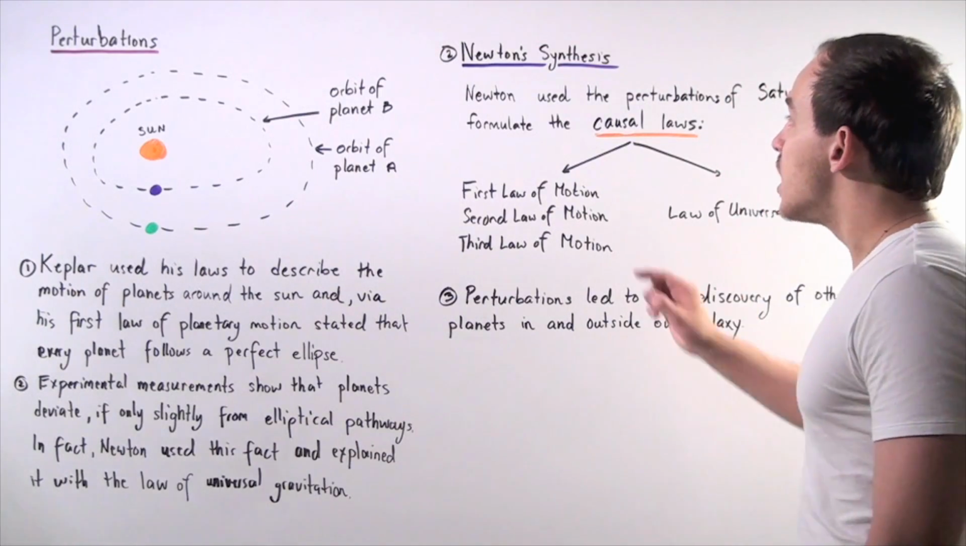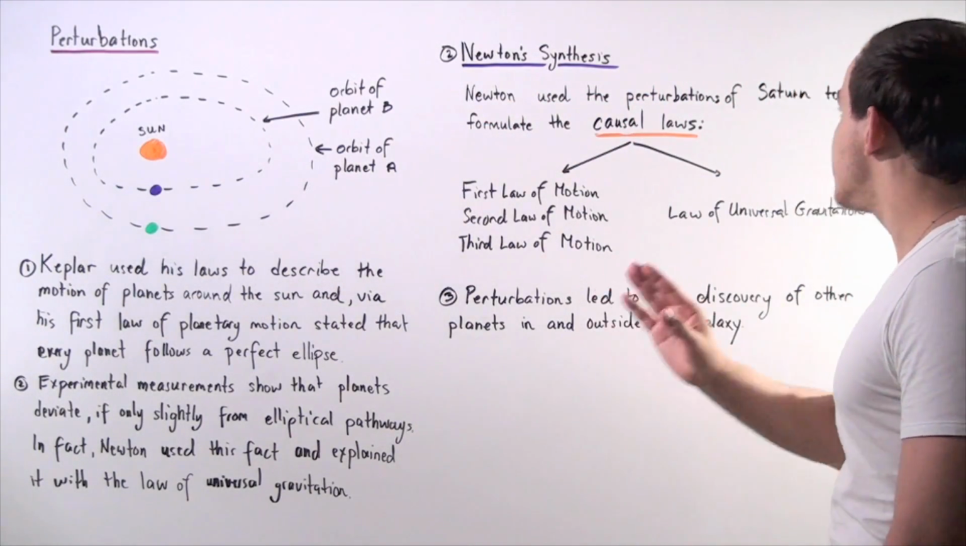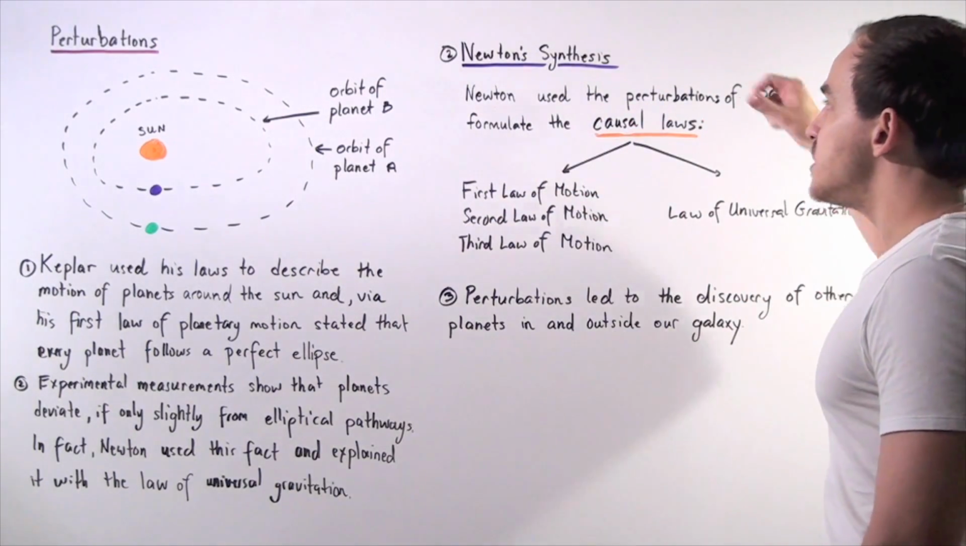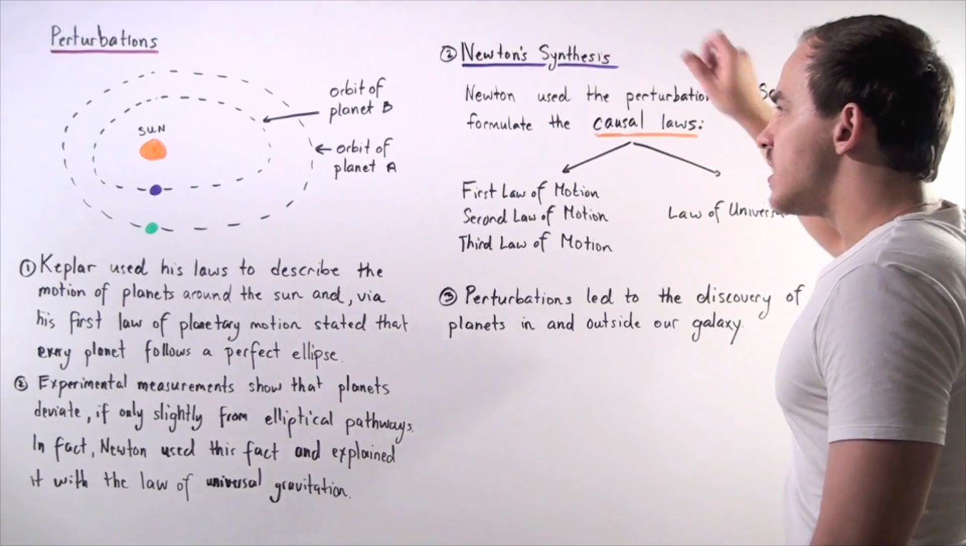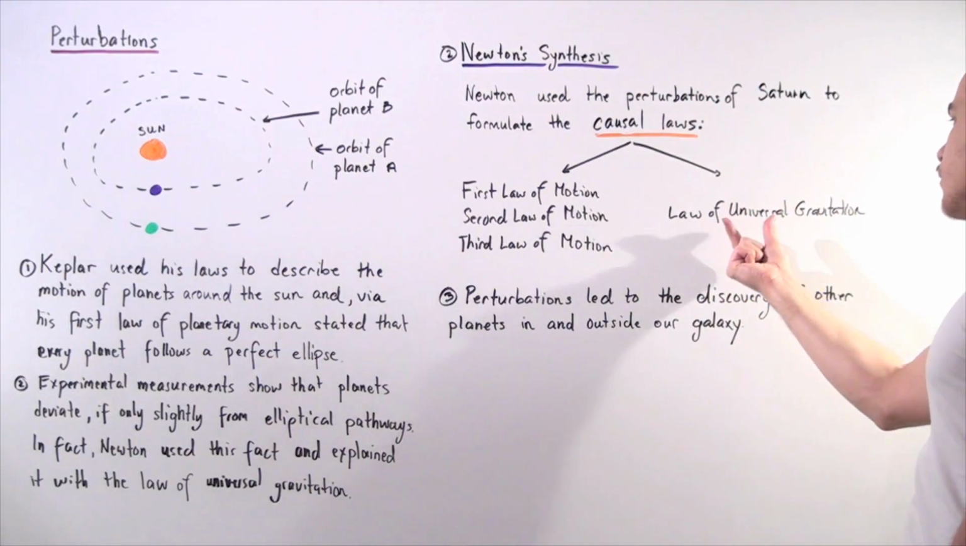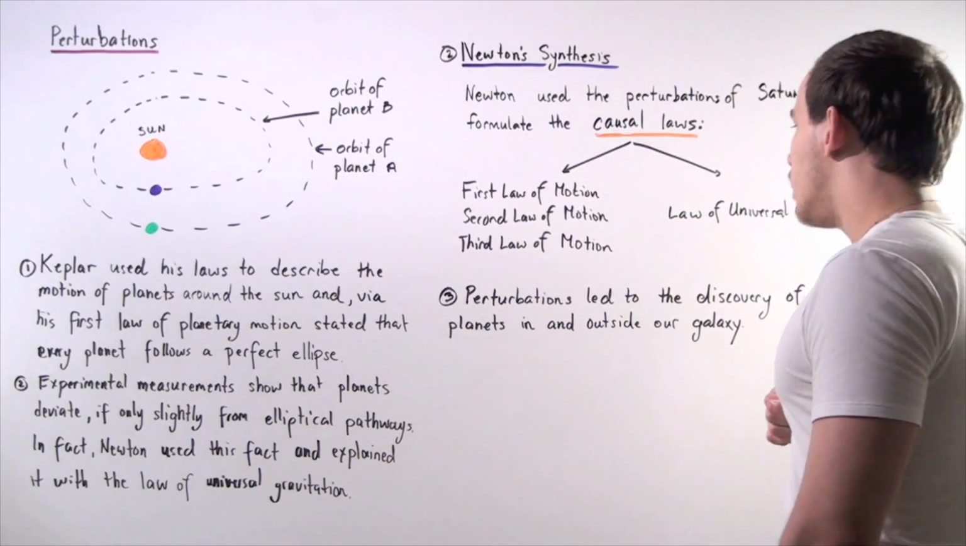So once again, Newton used the perturbations of planets, specifically of Saturn, to formulate the causal laws, and this became known as Newton's synthesis. So he used it to formulate the law of universal gravitation, and along came the first, second, and third law of motion.